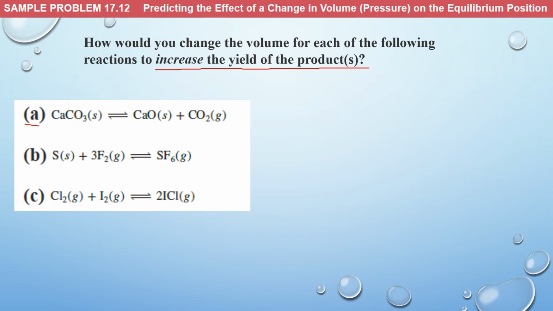We have a solid generating another solid and a gas. So a gas is involved and is on the right hand side. Because the question said we want to increase the yield of products, we want to increase the concentration of CO2. CO2 is a gas phase, so it requires more space, more volume. So to enhance its yield, we need to increase the volume. We want the chemical reaction to be shifted to the right hand side, so that the yield of carbon dioxide will be increased. So we want to increase the volume.